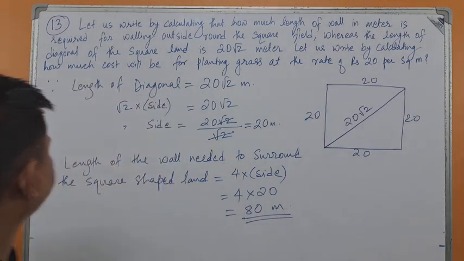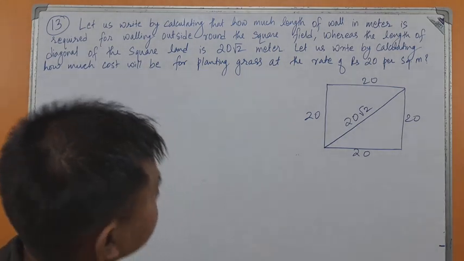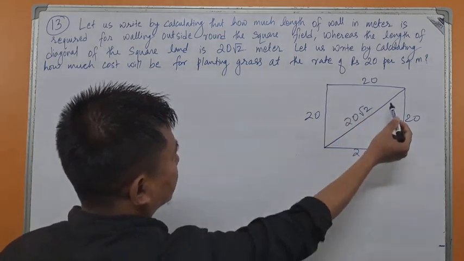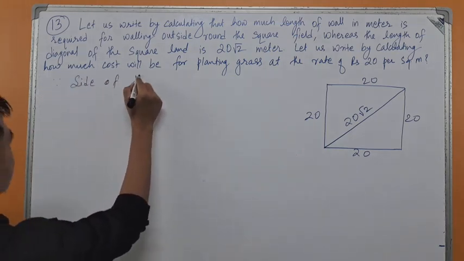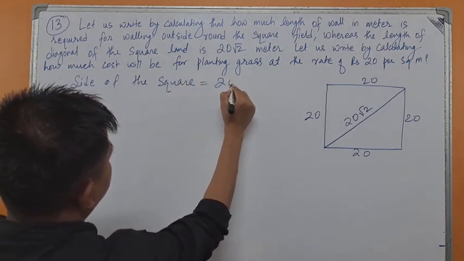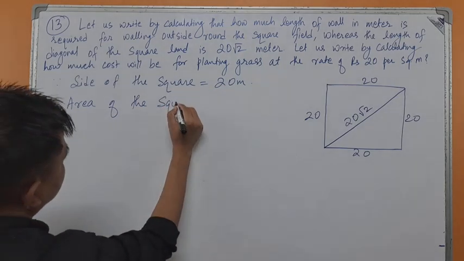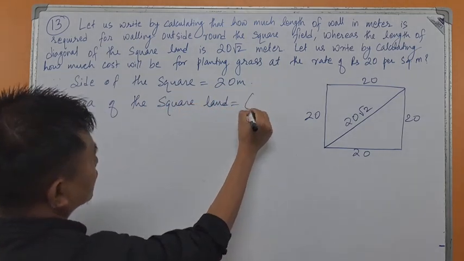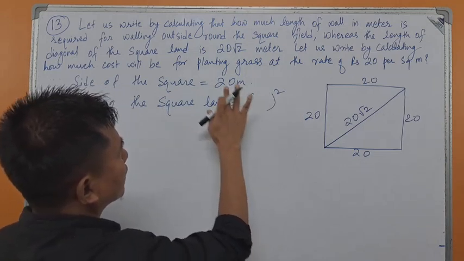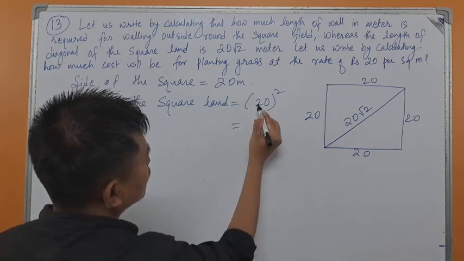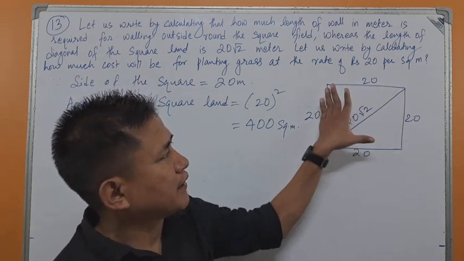Okay, now the second part is, first we find the area of this square field land. Okay, since side of the square equal to 20 meter, isn't it? So area of the square land equal to side square. Formula for area of a square is side square, isn't it? So what is side? Side is 20. So instead of side I am writing 20. Okay, 20 square. So 20 square means 2 squared is 4, single 0 squared is double 0, 400 square meters. So area of this square land is 400 square meters.